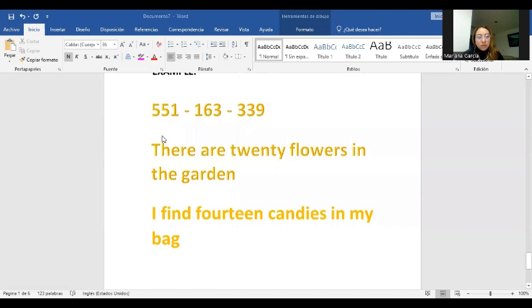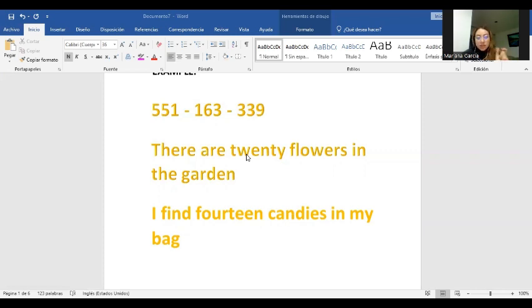The second example, say, "There are 20 flowers in the garden." The word 20. Usually people confuse 12 with 20, maybe because the first letters in the word are the same, 12, 20. But you have to know that the tens numbers usually end with a Y.